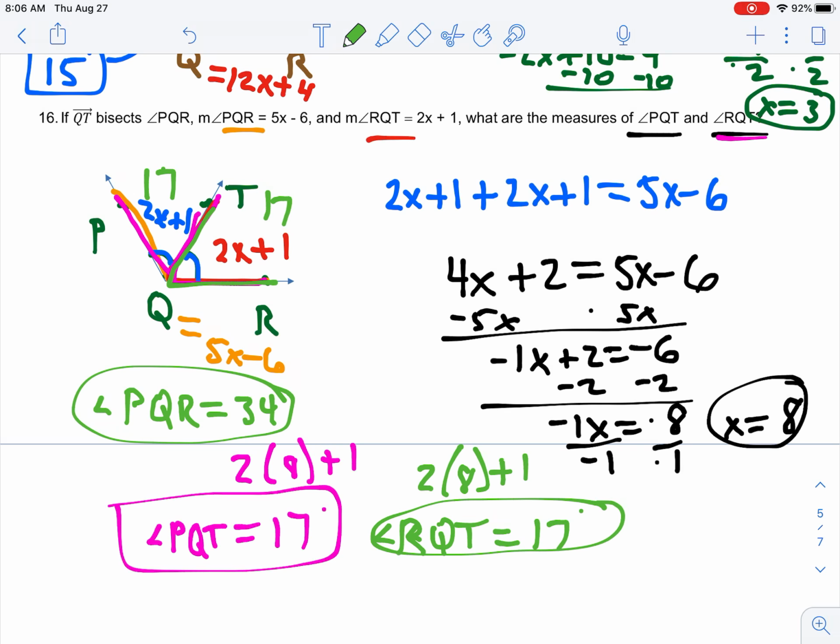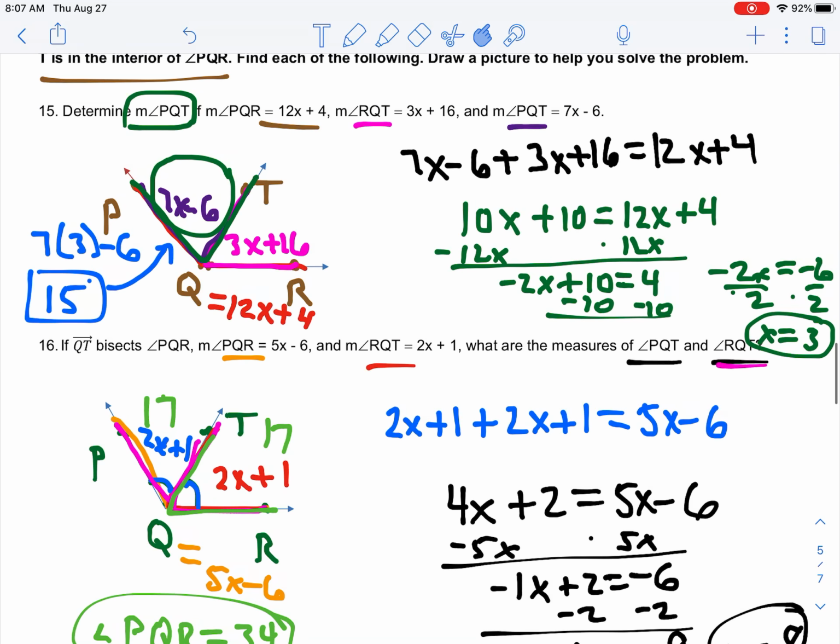So, two things from angle addition today. We can take left angle plus right angle and set it equal to the whole entire big angle. If it says bisects, then we need to mark two equal angles in our picture and then label it. All right, this is angle addition and angle bisector.